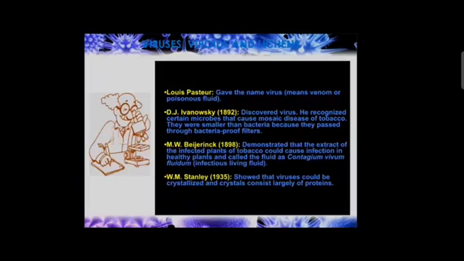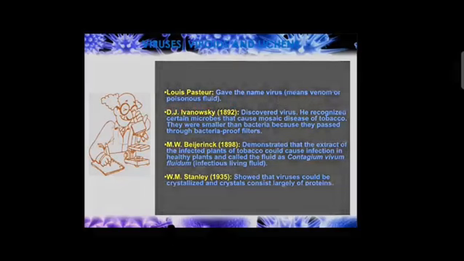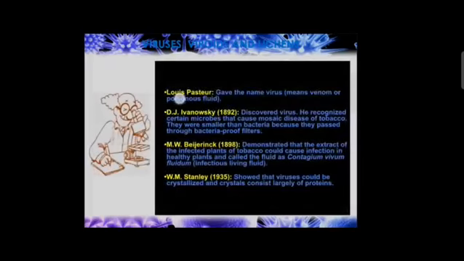So there are some discoveries about the viruses by different scientists. The first scientist is Louis Pasteur. The name virus was given by Louis Pasteur. What is the meaning of virus? It is venom or poisonous fluid. That is the meaning of the virus, and this name was given by Louis Pasteur. One mark question.